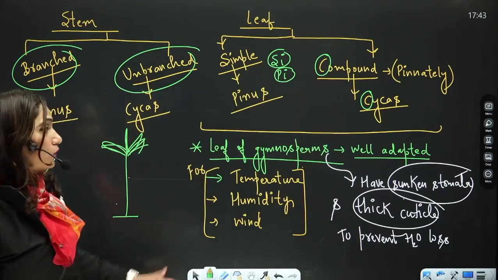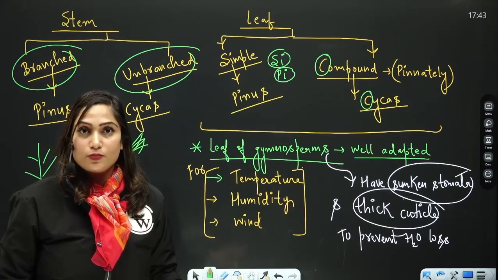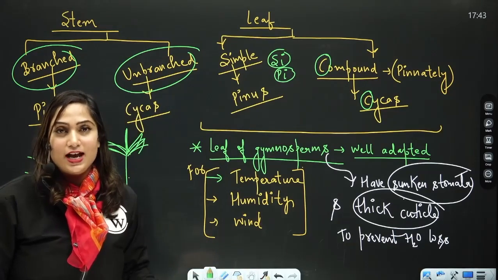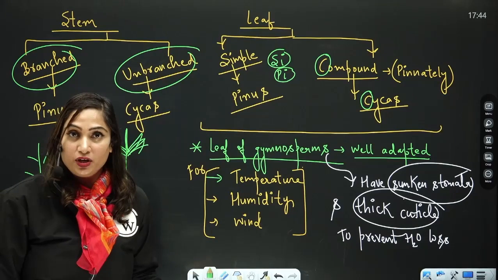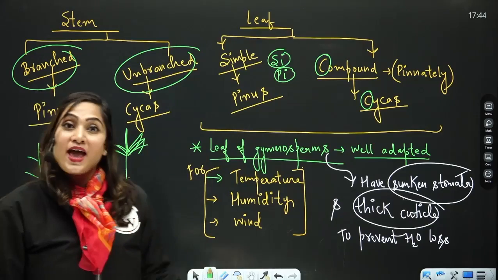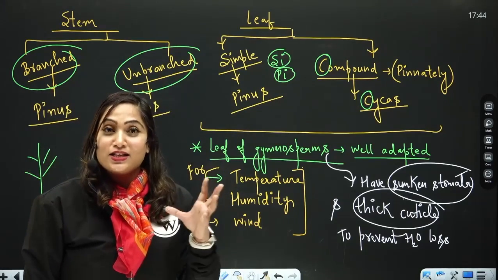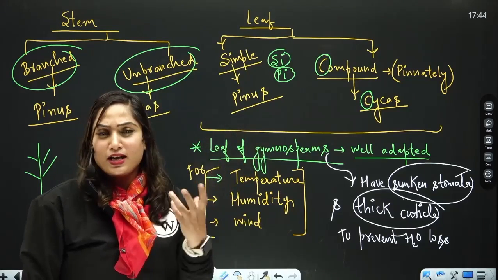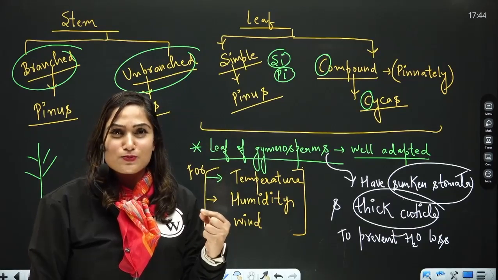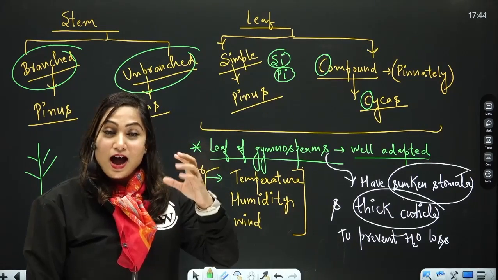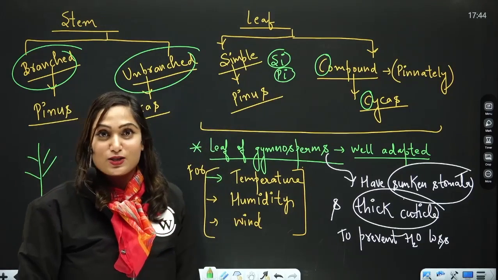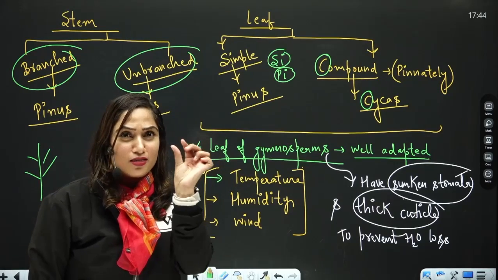Okay. Now, all the gymnosperms are very special because they are well adapted. They can tolerate high temperature, they can tolerate high humidity, and they can tolerate high wind velocity. So they are well adapted for these conditions. And moreover, the gymnosperms are found in hilly areas where there can be scarcity of water. So to prevent the loss of water, the leaf has special morphological features. The stomata are not exposed, but they are sunken. They are embedded into the epidermis. So they have sunken stomata and they have a very thick covering of cuticle.